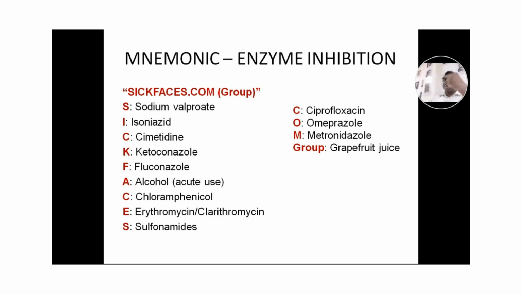If you look at this slide, most of the drugs are antibiotics. Ketoconazole is an antifungal agent, isoniazid an antitubercular agent, chloramphenicol and erythromycin are broad spectrum agents, sulfonamides are antibiotics, ciprofloxacin is a fluoroquinolone, and metronidazole is also a chemotherapeutic agent. So these are the drugs which cause enzyme inhibition.